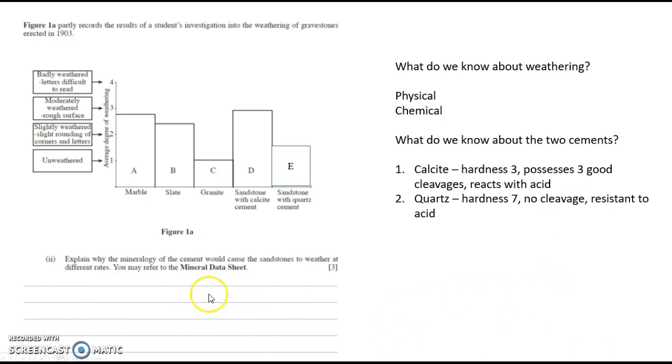And that's what the examiner is expecting you to put in here. So you can construct your own answer to this now. Press pause to do it.